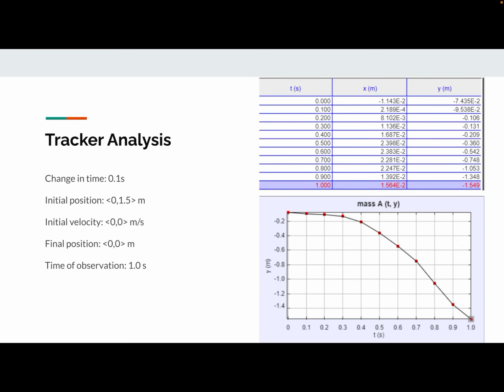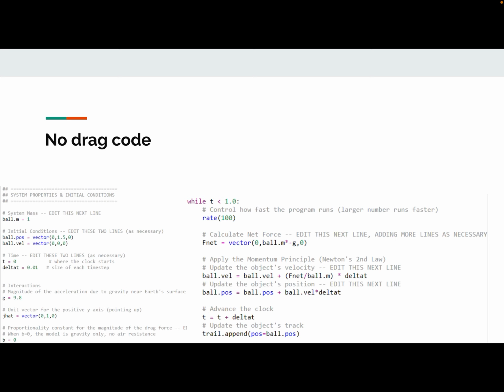Then we go to the Tracker analysis. Mainly, we have to see that the change in time is 0.1 seconds. The initial position was 1.5 meters in the y-axis. Initial velocity was 0 meters per second, in both x and y-axis, and the final positions are the same, 0 meters in the x and y-axis. And the time of observation was around 1 second.